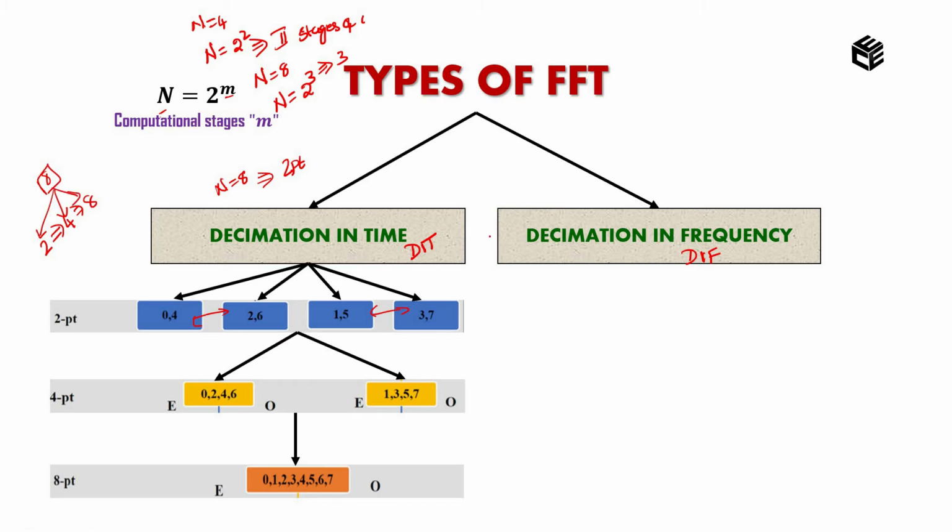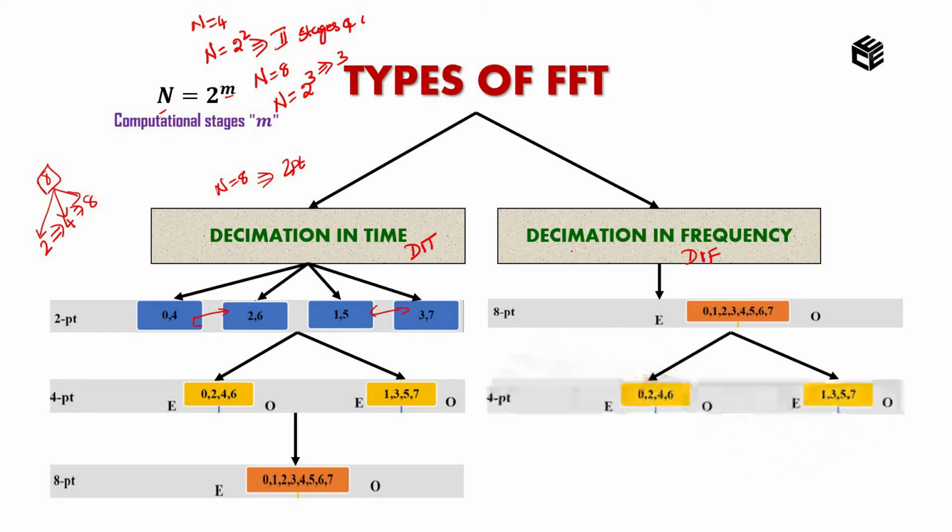So what actually will happen in decimation in frequency? It will be a straight reverse of this. Initially it will be an 8-point sequence. Next it will get split into 2 sets of 4-point sequences.